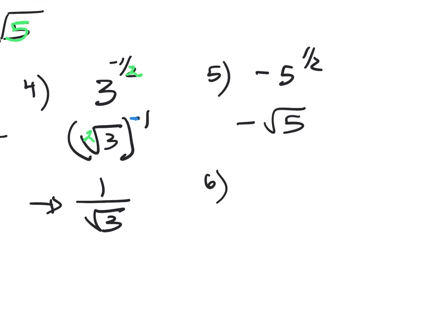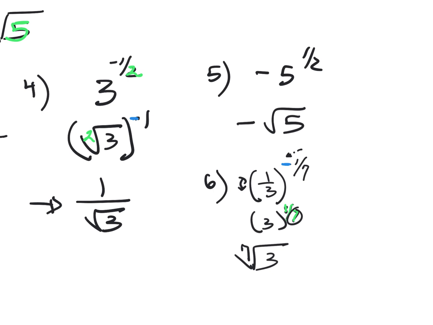What about 1/3 to the -1/7? So there's a rule that says if you have a negative exponent, you can reciprocate the base, so that 1/3 could become 3, and that will make the -1/7 become a positive 1/7. And then since this is 1/7, that means the index is 7, so that would be the 7th root of 3.